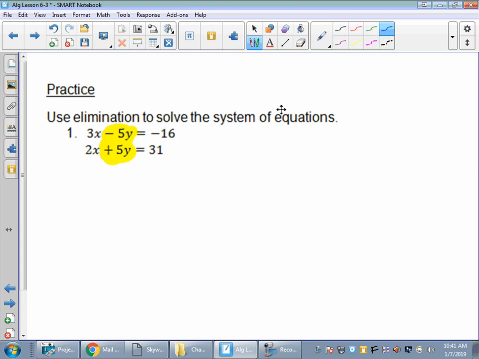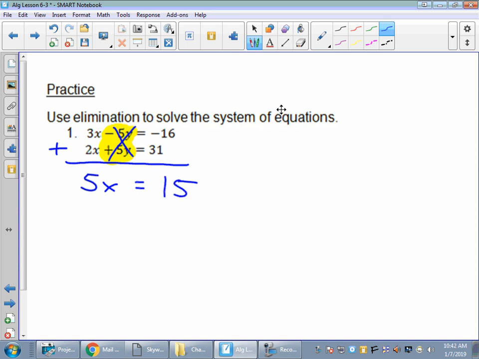So again, we're just going to draw a line here. We're going to add vertically, straight up and down. So the 3x and the 2x would make a 5x. The y's, we've got a -5y and a +5y. Those are going to be eliminated, so we're not dealing with the y's anymore. And then we have to add up these numbers as well. Bring the equal sign down. We've got -16 plus 31, which gives us +15.